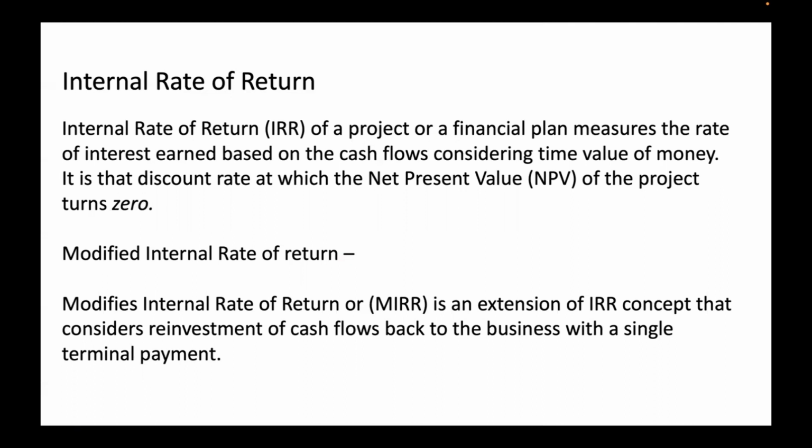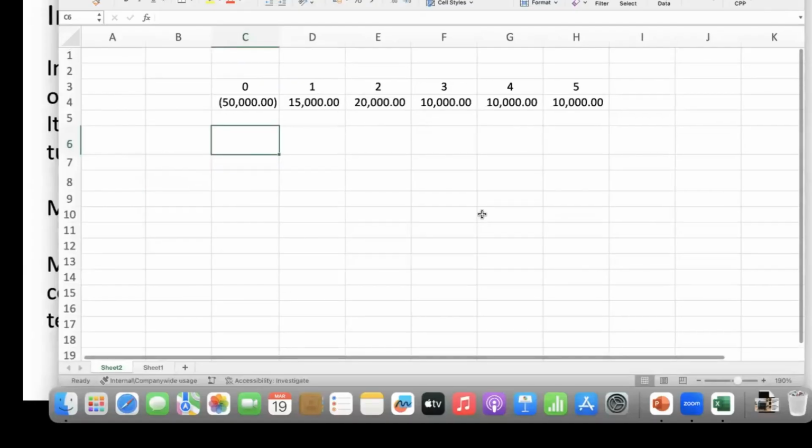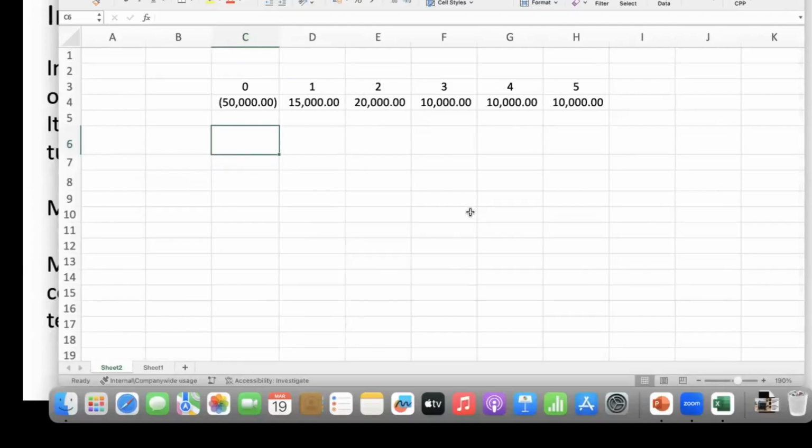Let's go to Excel and try to understand how we calculate this. On the screen, we see a business plan where there is a cash outflow of 50K followed by a series of cash inflows. Now, is this a good business plan? We have to do a present value and compare this. When we do the present value, we will use a discount rate formula.